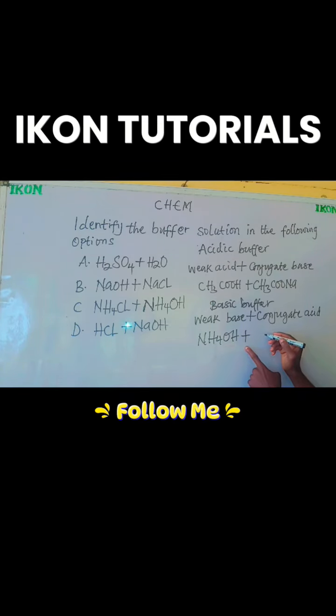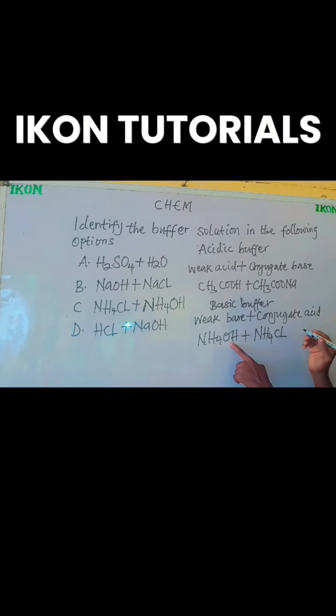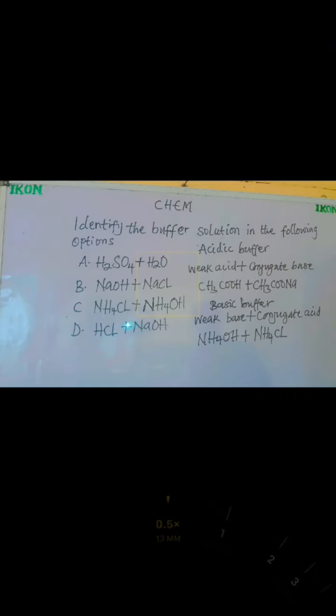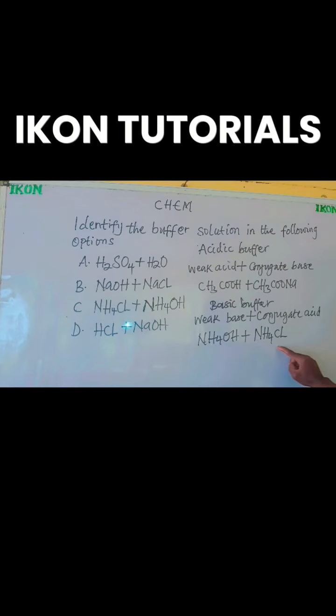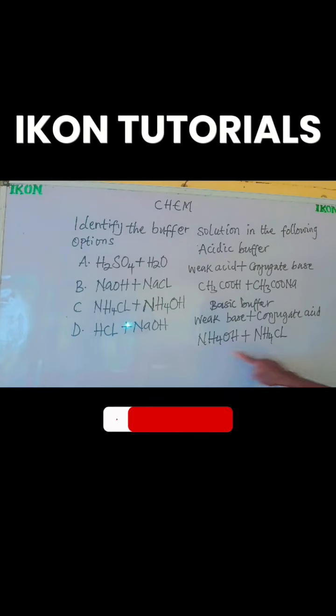Plus, let me form a conjugate acid from here. I have NH4Cl, the conjugate. Now, this one is a weak base and a conjugate acid. So this one is what? A buffer solution. This one is also a buffer solution.